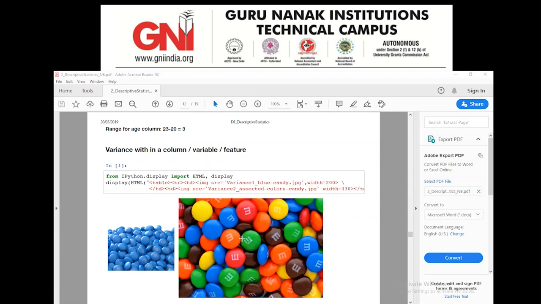I am going to wind up in 10 minutes after this variance concept. Tomorrow I am going to discuss variance and standard deviation again, with formulas. Now, variance can be applied within a column, or variable, or feature. That means whatever column is taken, we can apply it only to that. Now try to listen here.